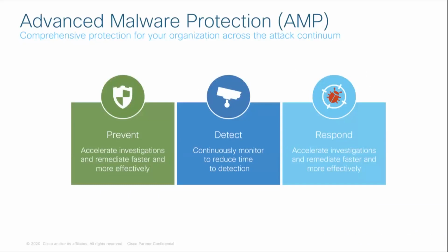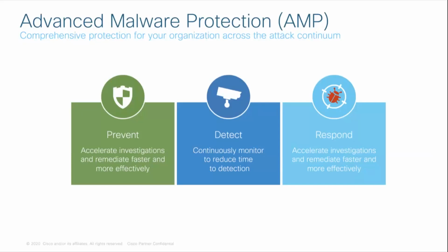When we deploy AMP for Endpoints to our endpoints, it goes in the form of a connector, which we call the AMP connector. The AMP connector can be deployed on a multitude of operating systems, from Windows, Linux, macOS, iOS, or Android. And in this single security agent, this connector, we are able to prevent, detect, and respond to threats quickly. So it provides complete protection against the most advanced threats.